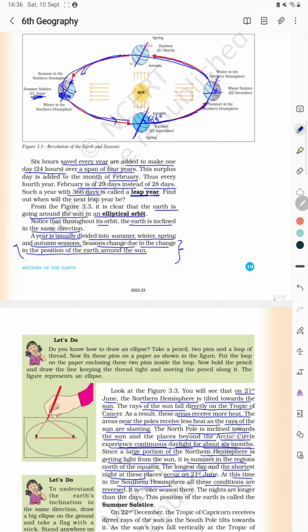It is winter season in the southern hemisphere. The nights are longer than the days. This position of the earth is called the summer solstice, when there is summer in the northern hemisphere and winter in the southern hemisphere.